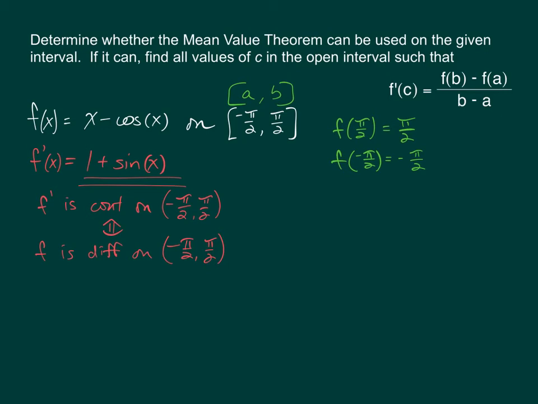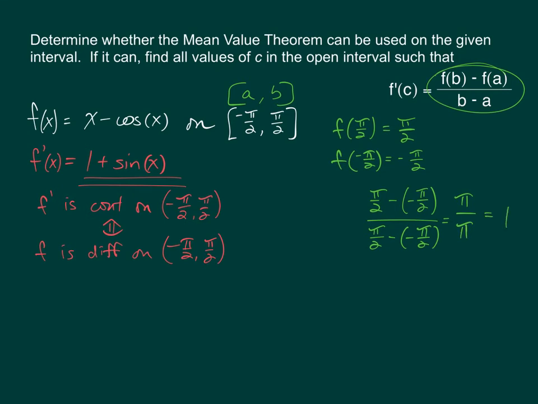So now I can go ahead and fill in everything in this fraction here. f of b is pi over 2 minus f of a is negative pi over 2, all over b is pi over 2 minus, oh wow, a is negative pi over 2. Guys, anytime you are dividing something by itself, you can immediately call it 1. But just to do these subtractions here, we end up with pi over pi. Just to prove it to you, pi over pi is 1.